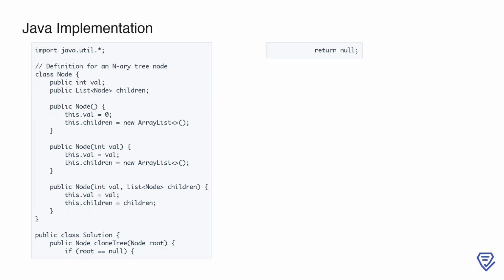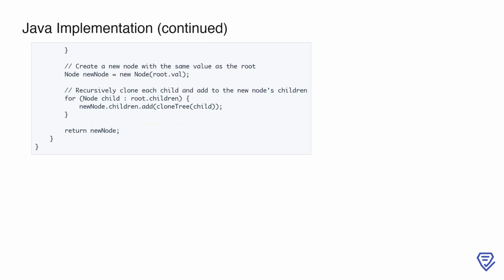Below this, we define the solution class, which contains the method cloneTree. This method takes the root of an N-ary tree as input and returns a deep copy of the tree. The first check we perform is to see if the root is null, which would mean the tree is empty. In that case, we simply return null since there's nothing to clone. If the root is not null, we proceed to create a new node with the same value as the root using the constructor of the node class. This ensures that the new node starts with the same value but has an empty list of children.